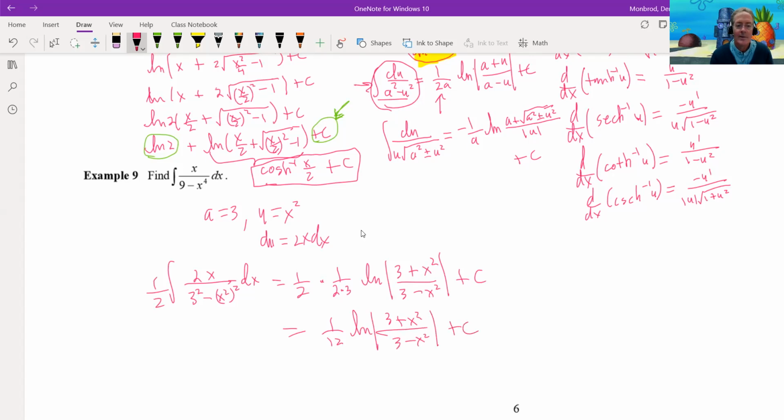Okay, so that one's done. All right, so that next time we're going to look at in the next example. Look at that differentiation.